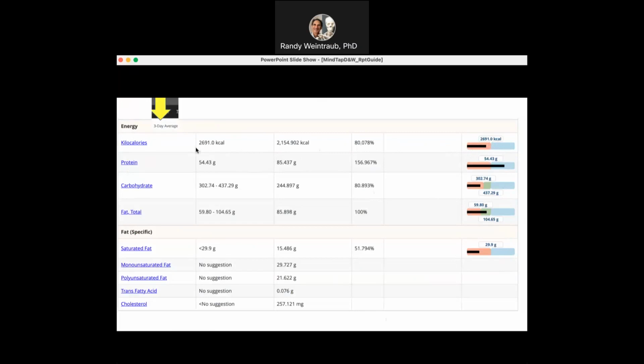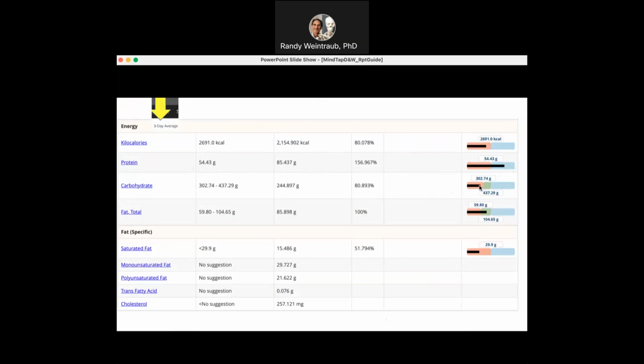The DRI for myself, from the data I put in, is 2,691 kcals, and over the course of those 3 days, I averaged 2,154 kcals. So that's 80%, so it was a bit low. Protein, the DRI for me, it says is 54.43 grams, and over the course of those days, I averaged per day 85.4 grams of protein. So you can see here it's in the positive range, over the DRI.